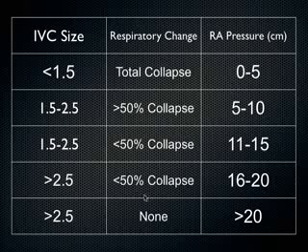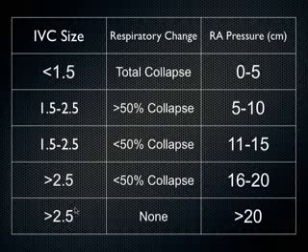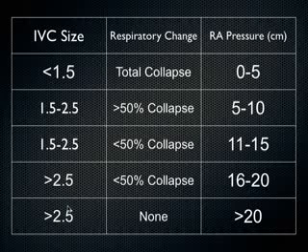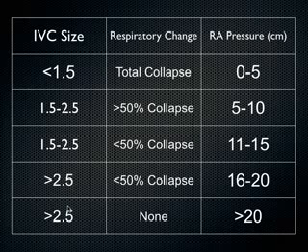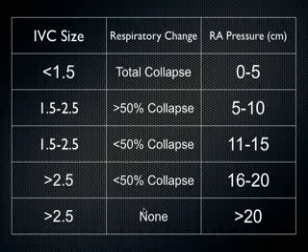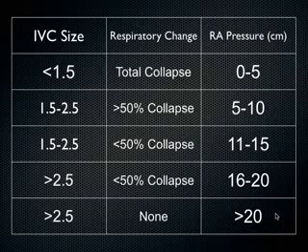So if the IVC is really, really small and you breathe in, it collapses down, then your right atrial pressure is really low and you need some fluids. And then you've got all these numbers here. When it's really big, like more than 2.5 centimeters, you can measure with calipers, and then the patient breathes in and it doesn't move at all, then their CVP is over 20. Just kind of put that in the back of your mind. We're going to come back to this quite a bit.